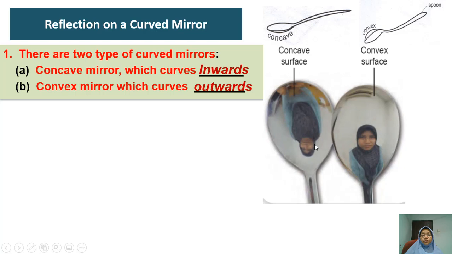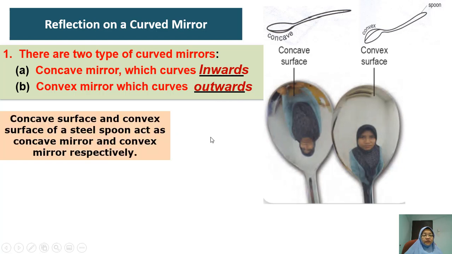So we have a spoon. A metal spoon, a shiny metal spoon, can act as a mirror. This is the concave surface, where we see from here, and the convex surface we see from this position. The concave surface and convex surface of a steel spoon act as a concave mirror and convex mirror respectively. This is the image seen in the concave surface. It looks inverted, and the convex surface looks upright and smaller in size.